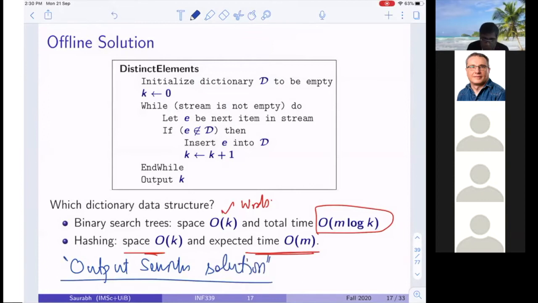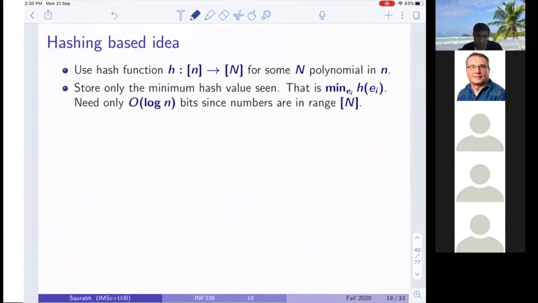So the expected time to build this is order M time. What I would like to do is take the second idea and take it forward. Suppose this is what I would like to do. I want to use a hash function from n to some capital N, where N is some polynomial in n, and store only the minimum hash value C. So how many bits do we need then? What am I going to store? I'm just going to store one number.